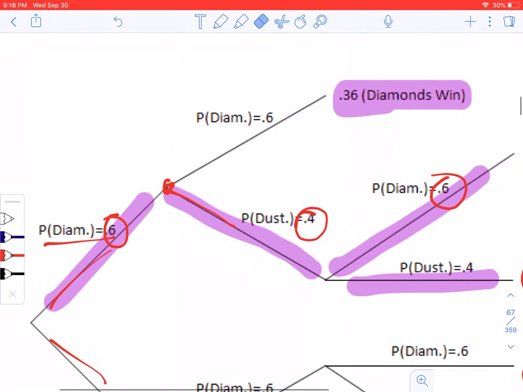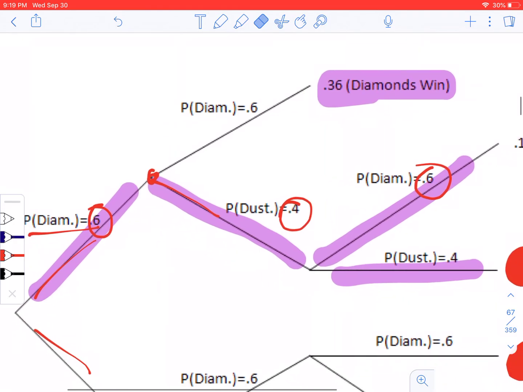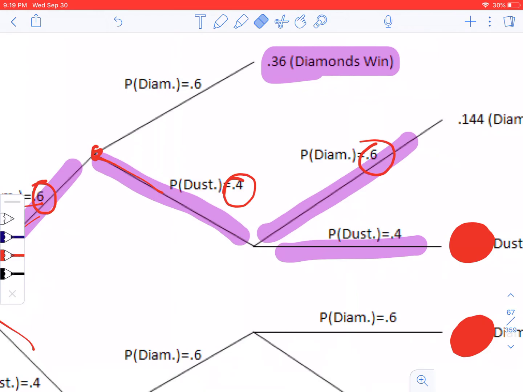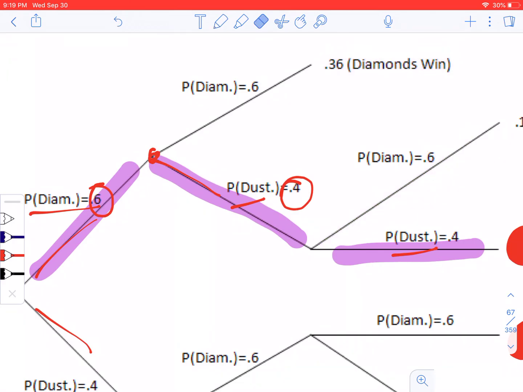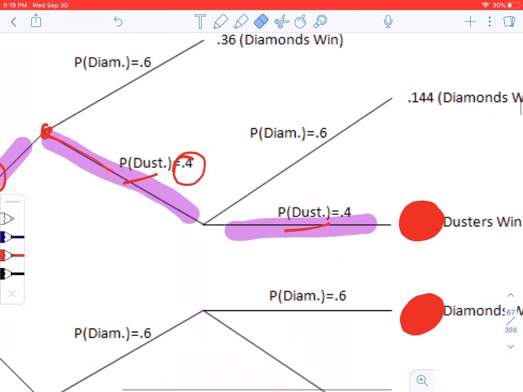And this would be in a best of 3, the Diamonds have won 2. The next probability is the probability of the Dusters coming from behind, winning the last 2 games. So now we have 60, 40, and 40%. And multiplying those out, we get a probability of 0.096 or 9.6% chance of the Dusters coming from behind.